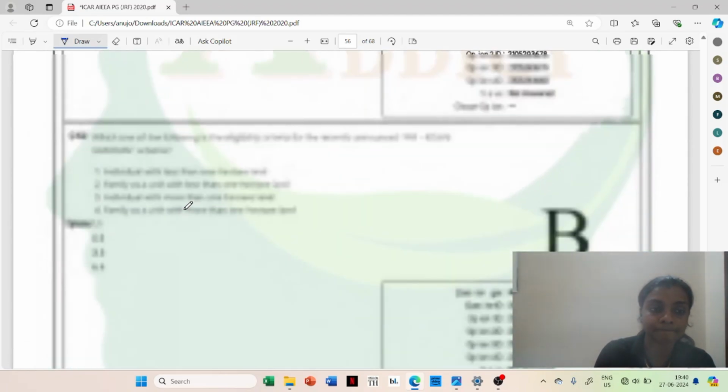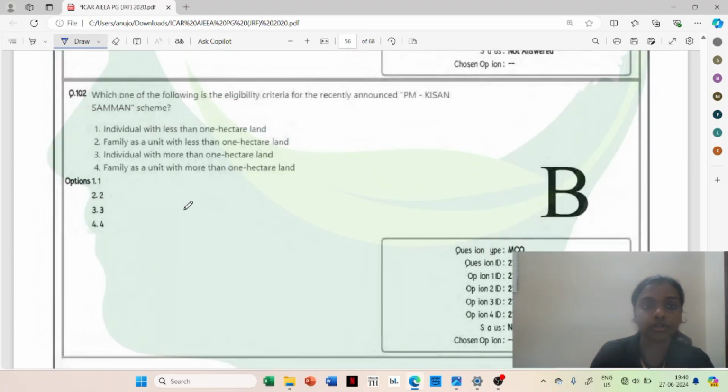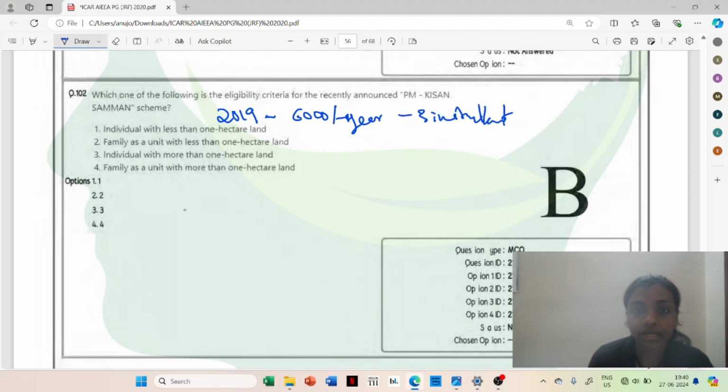Next question. Which one of the following is the eligibility criteria for the recently announced PM Kisan Samman Scheme? PM Kisan Samman Scheme was launched in 2019. It is a scheme for financial supplement for the landholders. It should be a landholder, and around 6,000 rupees per year is sent to the farm family in 3 installments. So they are asking the eligibility criteria of the PM Kisan Samman.